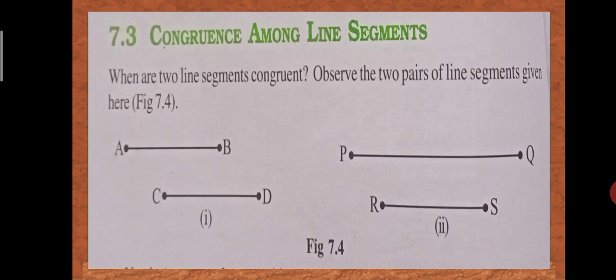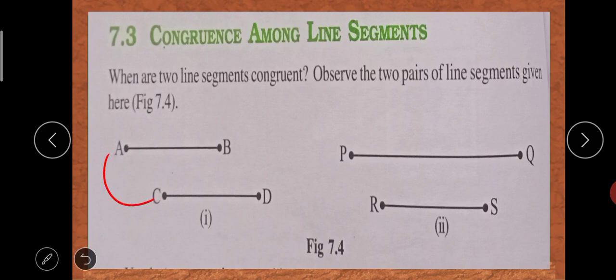If you take line CD and place it on AB, then what do you find here? That CD covered AB, with C placed on which point? On A, and D on B. Then the line segments are same. That means we say line segment AB is congruent to CD, if they are same.